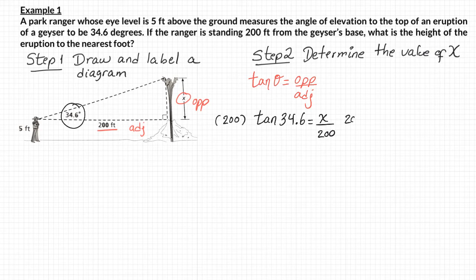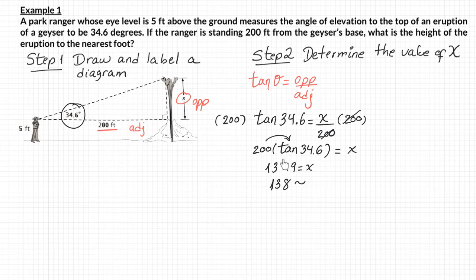So I'm gonna multiply both sides of my equation by 200. I simplify on the right side. And then I got 200 times tangent of 34.6 equals x. I multiply by 200, right? Use your calculator. You can use your phone also as a calculator. So when I multiply this, I got 137.9, okay? So I'm gonna round to the nearest one, which is 138. So this height right here is x.